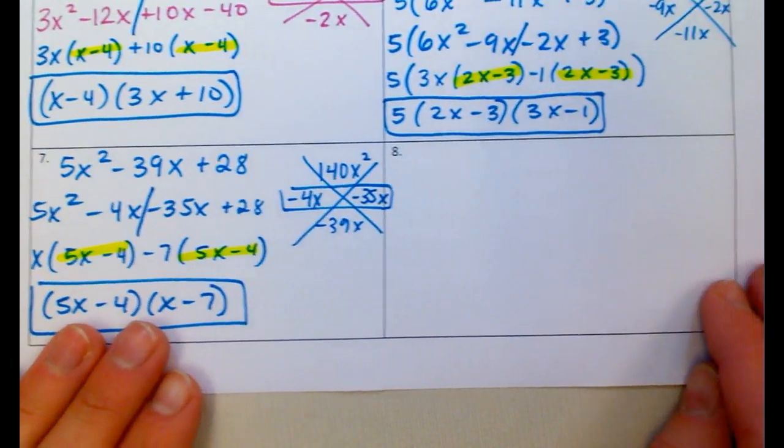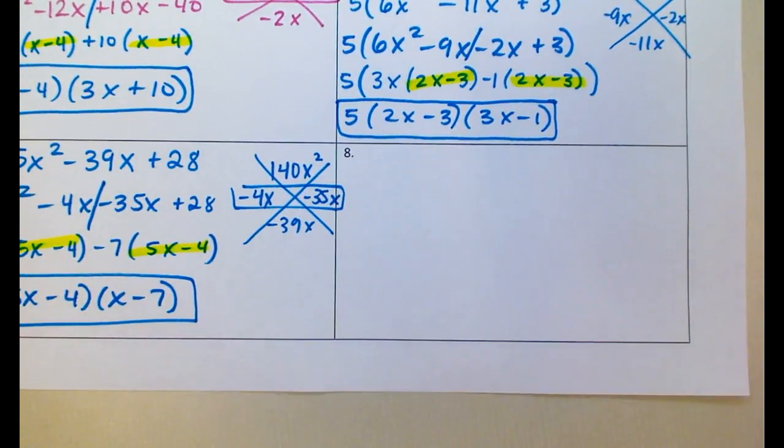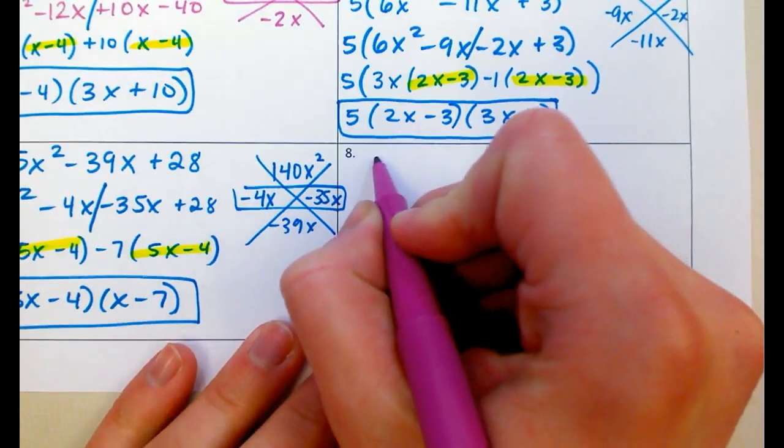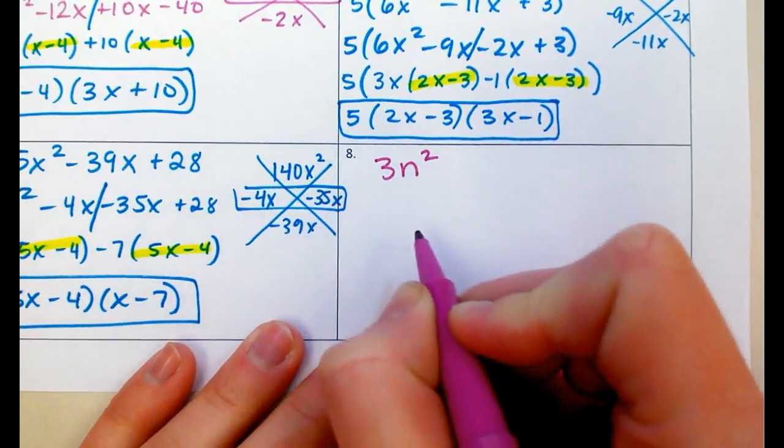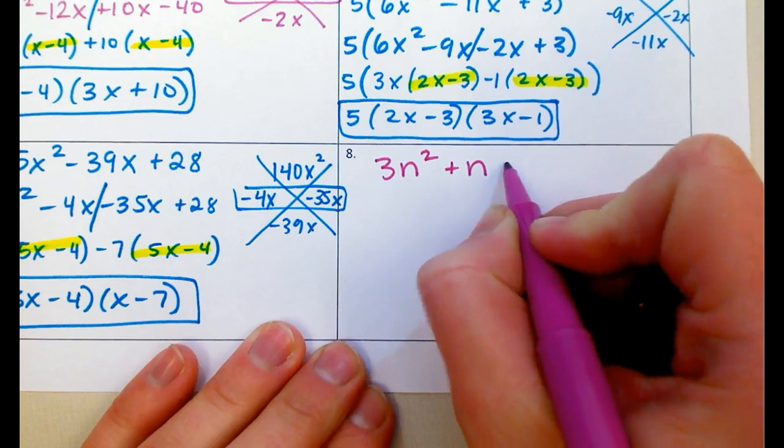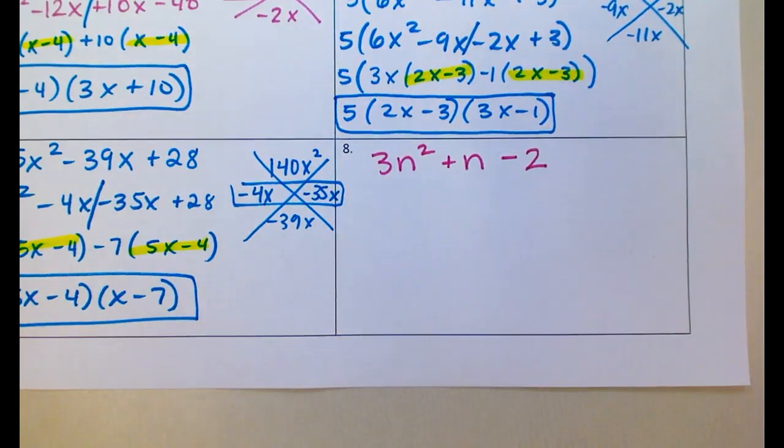All right, let's wrap it up with the last problem. We have here 3n squared plus n minus 2. Pause the video and factor this one by grouping.